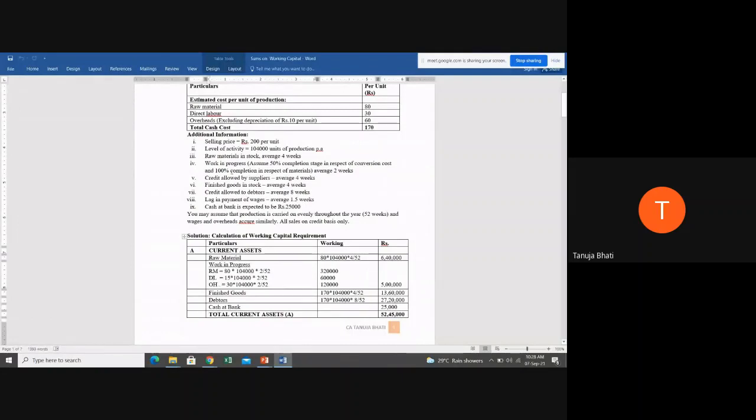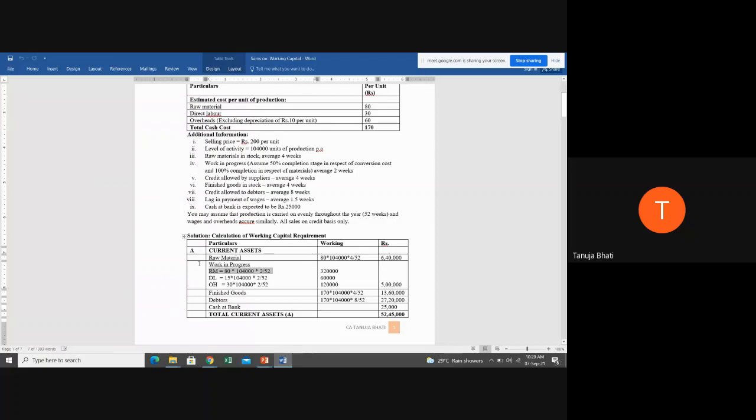So in work in progress, 100% completion in respect of materials means for materials you take the 100% value. So raw material will be 80 into 1,04,000, because 1,04,000 units have been produced and the per unit cost is 80. But here, the work in progress average is for 2 weeks. So you multiply by 2 divided by 52, and you get 11,000. Always remember, work in progress is divided into 3 parts: raw material, direct labor, overheads. Raw material is taken at 100% of the price given. Direct labor and overhead are taken at only 50% of the cost given.